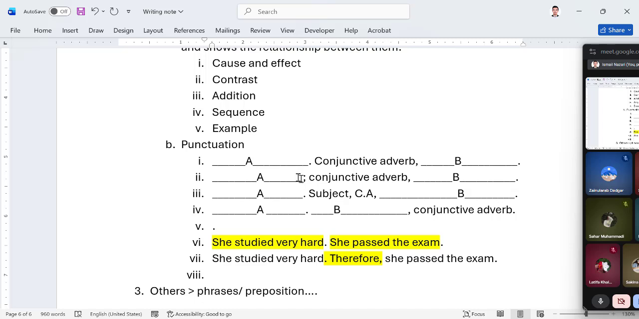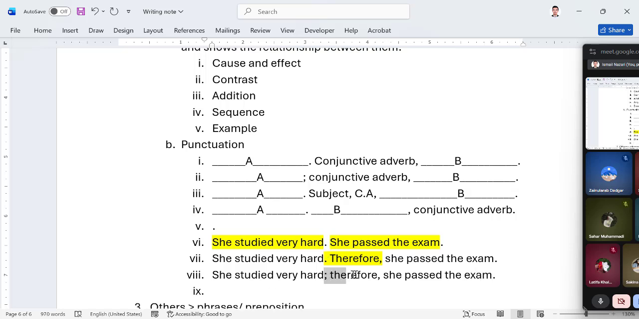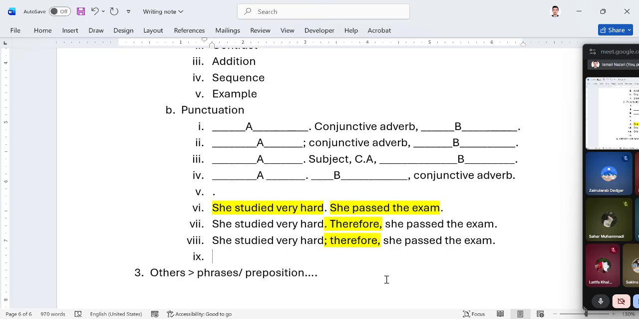If I change it to the second one, again, we can say she studied very hard, semicolon, then the conjunctive adverb, therefore, comma, and then we can say she passed the exam. So again, we have a semicolon here and then the second sentence. The only difference is that we do not capitalize the T here. It is a compound sentence. We can say, again, another way, the third method for punctuation.